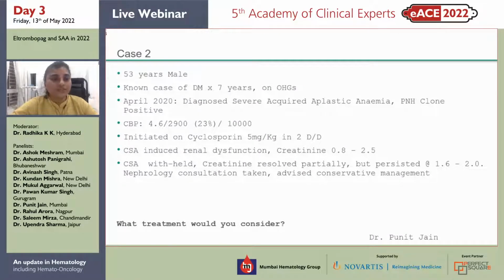Here is case number 2. Move on to case number 2. 53 years male, known diabetic for 7 years. April 2020, diagnosed severe acquired aplastic anemia, PNH clone positive, hemoglobin 4.6, WBC 2,900, 23% neutrophils, 10K platelets. Initiated on cyclosporine 5 mg per kg in 2 divided doses. Developed cyclosporine-induced renal dysfunction, creatinine shot up from 0.8 to 2.5. Cyclosporine was withheld. Creatinine resolved partially but persisted at 1.5 to 2.